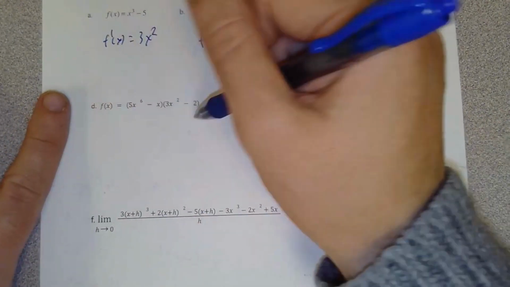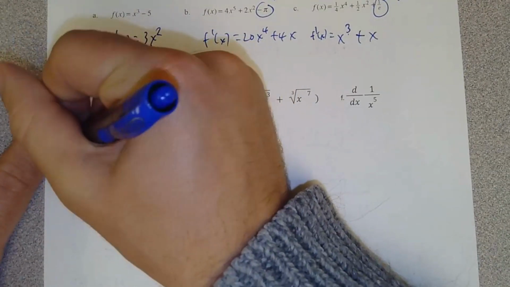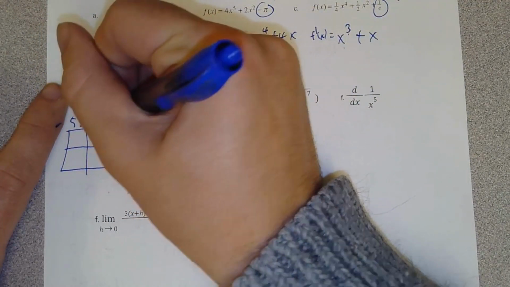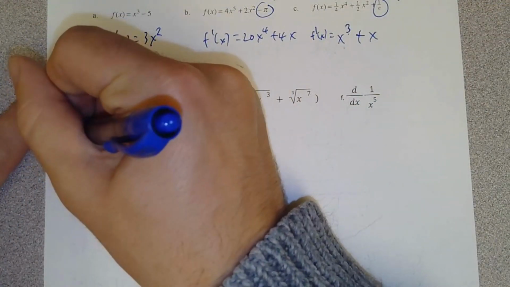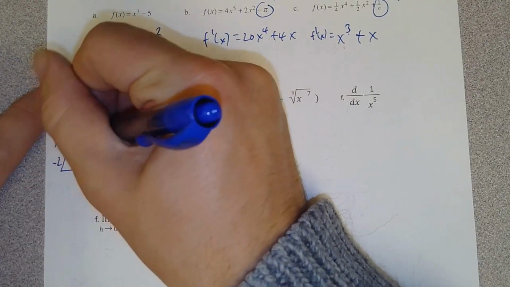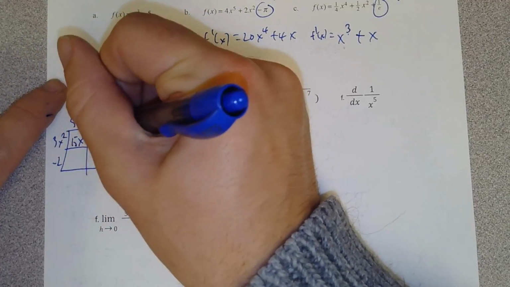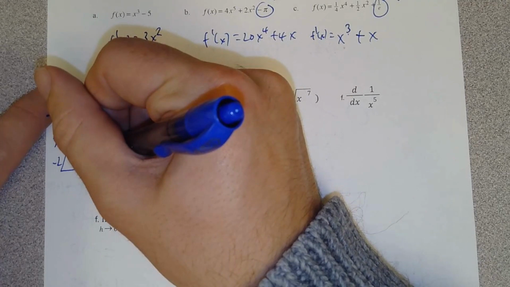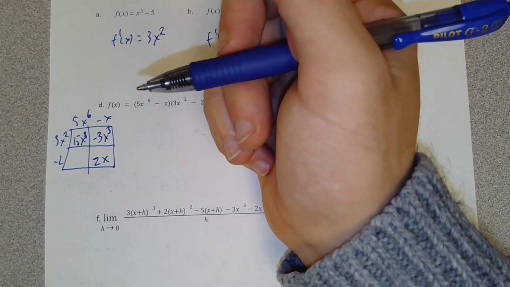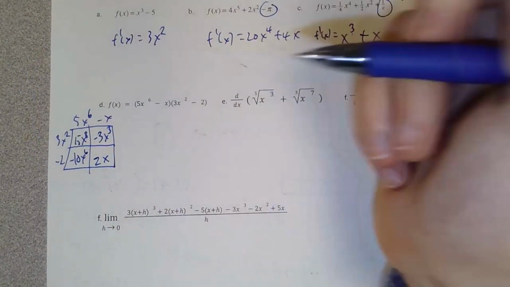With this one, d, you have to multiply it before you take the derivative. So we got 5x to the 6 minus x, times 3x squared minus 2. 5 times 3 is 15 x to the 8th. Negative x times 3x squared is negative 3x to the 3rd. Negative x times negative 2 is 2x. 5x to the 6 times negative 2 is negative 10x to the 6th.